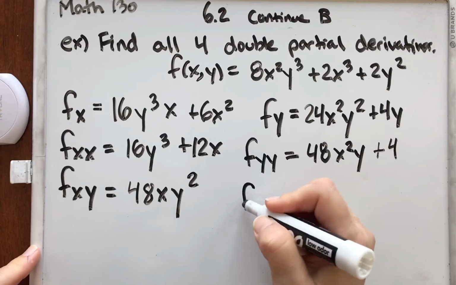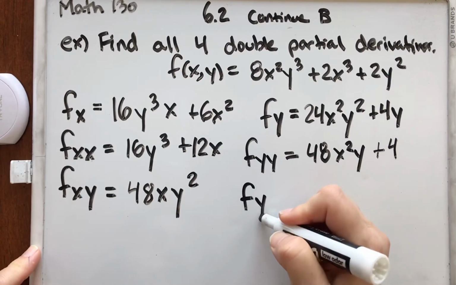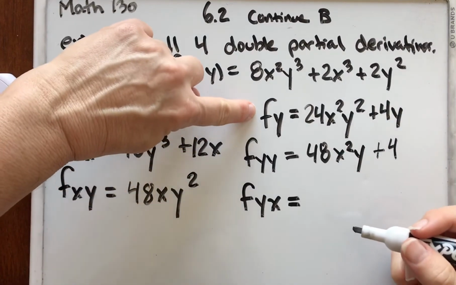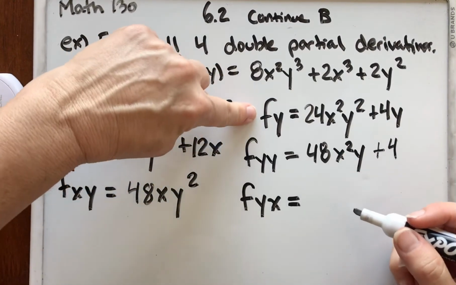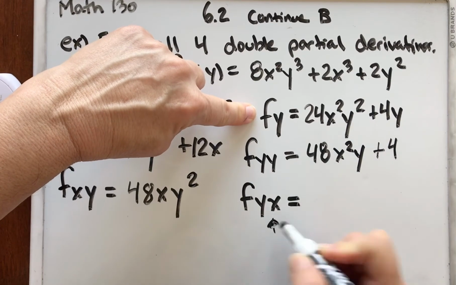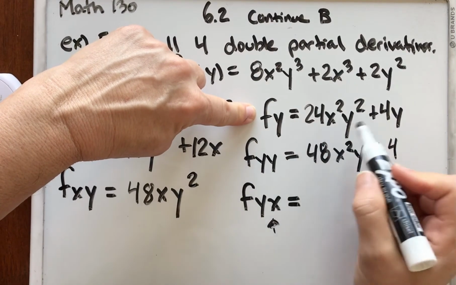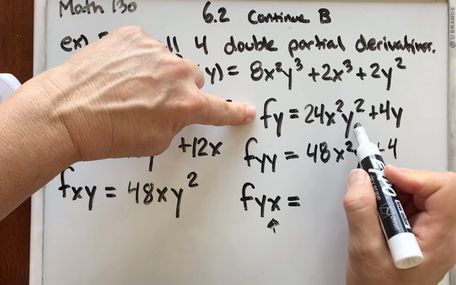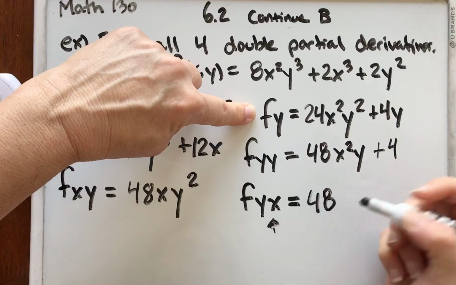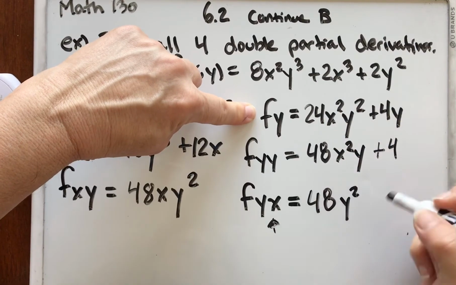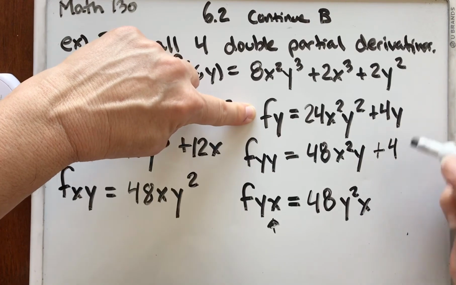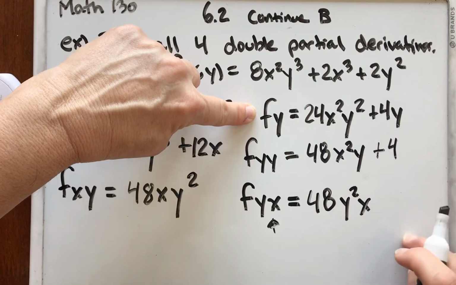Okay, from here, we're going to go to fyx. And we start with our partial with respect to y. And now, x is going to be the variable. Okay? So looking here, x is the variable, y is the constant. We bring down this 2, we get 48. We bring the constant next to the 48, and then we take away 1 and that gives us x. And this just becomes 0.